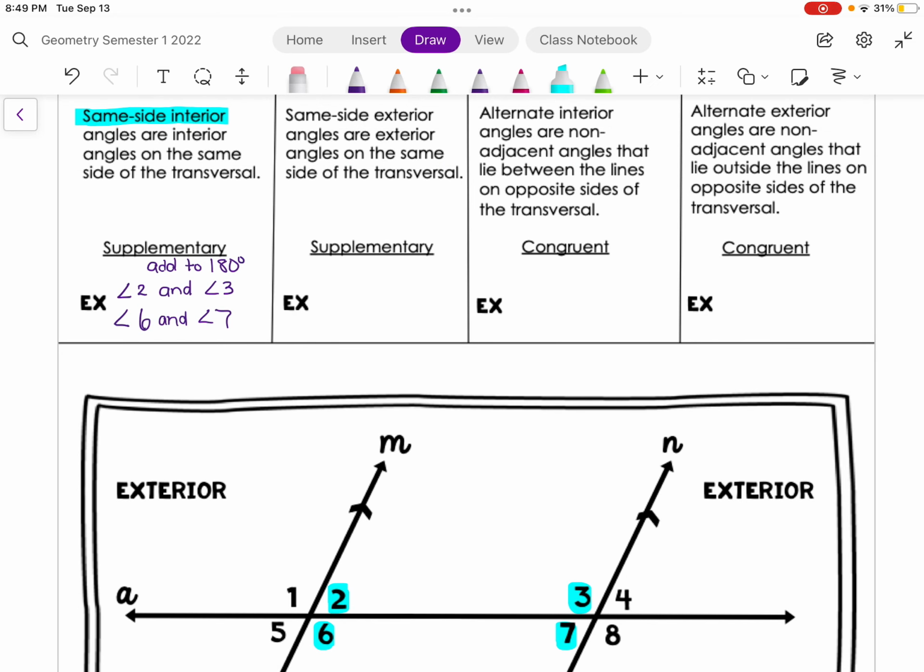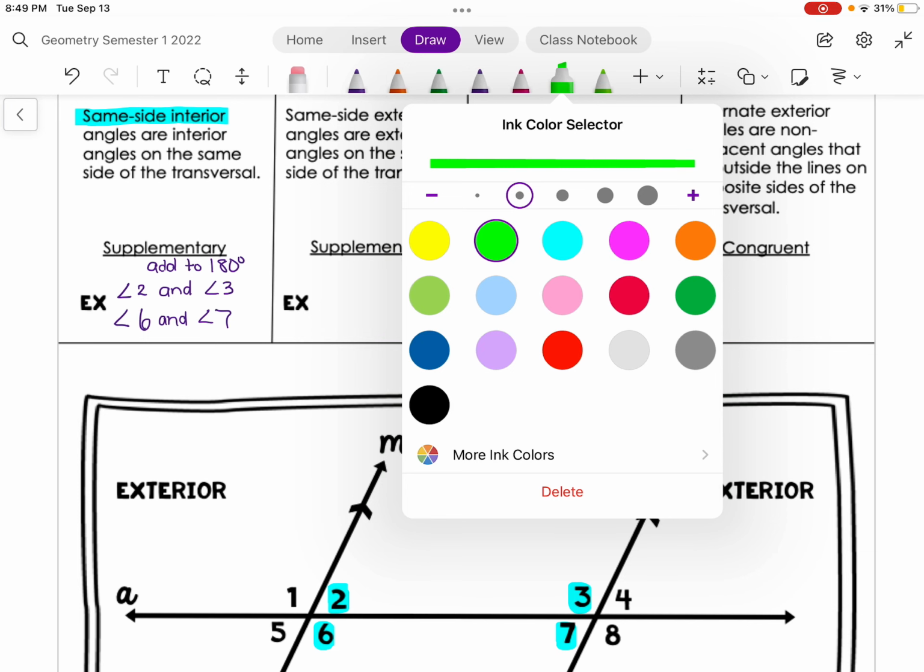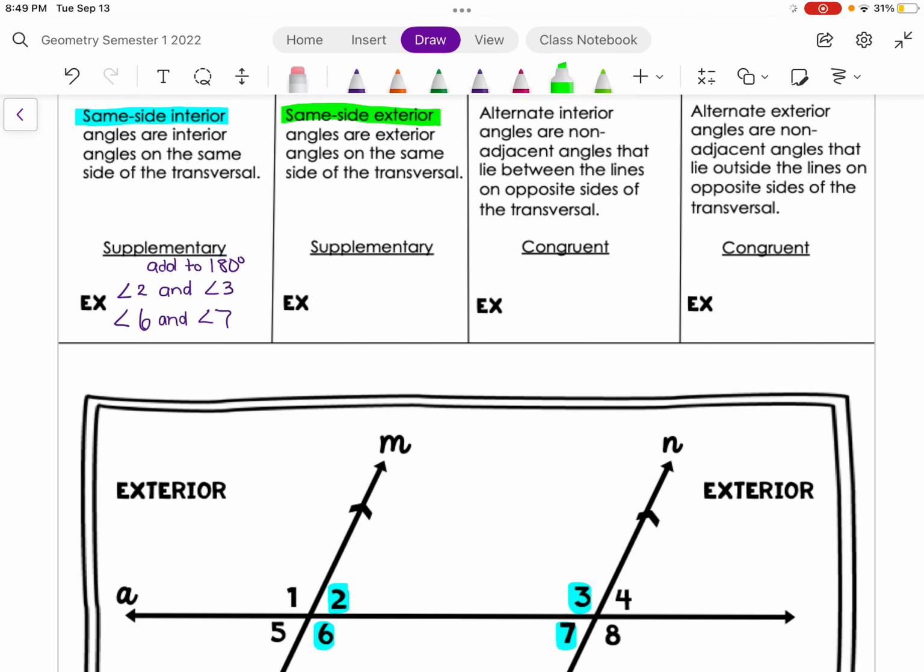All right, next up is same side exterior. Exterior is the outside, and they're on the same side of the transversal. So angle 1 and angle 4 is an example, as well as angle 5 and angle 8. There are another set of those examples.